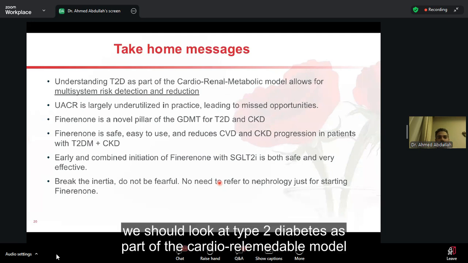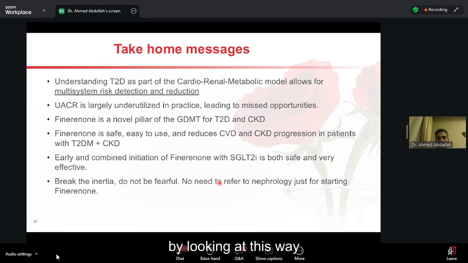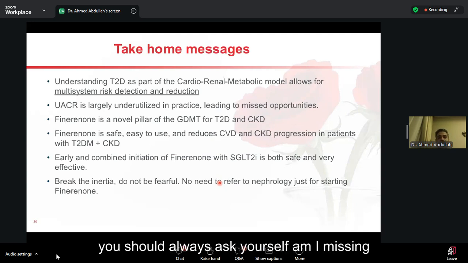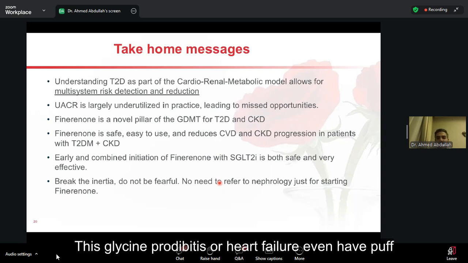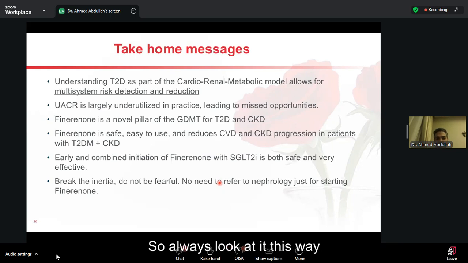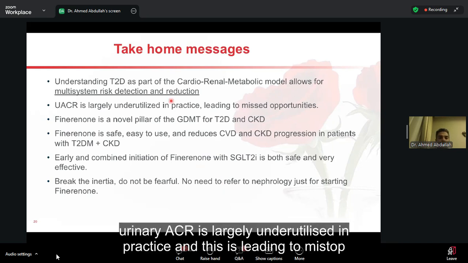So, number 1, we should look at type 2 diabetes as part of this cardio-renal-metabolic model. By looking at it this way, and vice versa. So if you have a patient with heart failure, you should always ask yourself, am I missing dysglycemia? Am I missing kidney disease? If you have kidney disease, am I missing dysglycemia, prediabetes, or heart failure, even HFpEF? So always look at it this way.